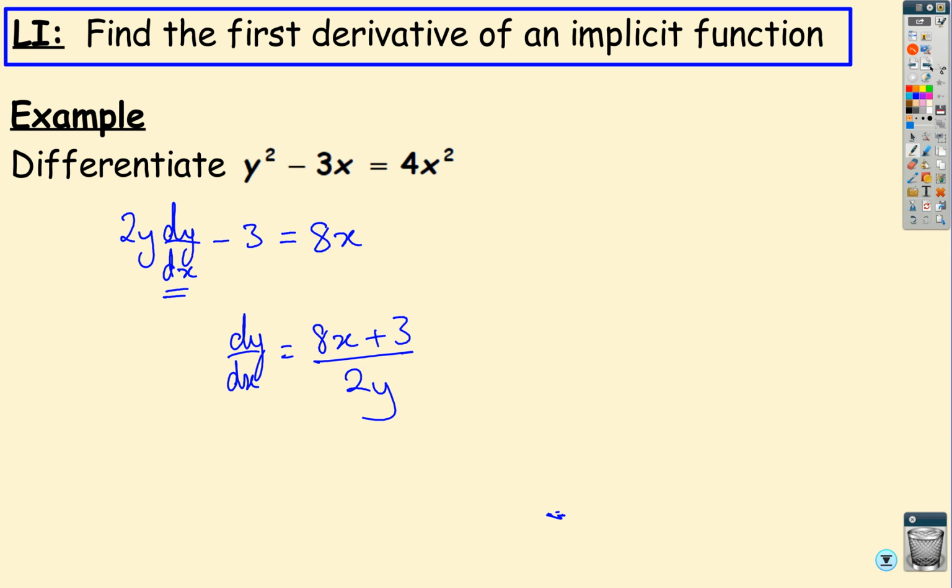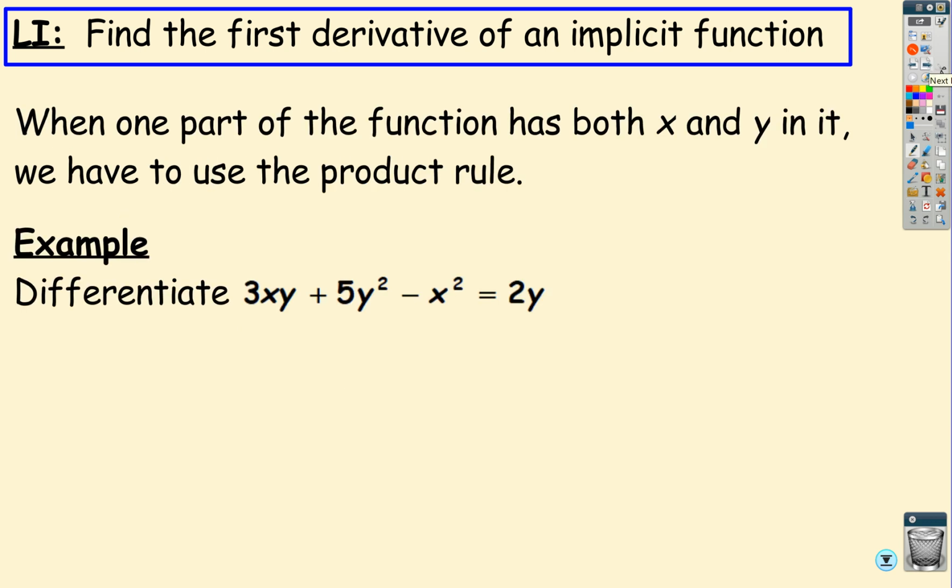Now, this one, however, when one part of the function has both x and y in it, what we have to do is use the product rule. So what we're talking about here in this example is the 3xy term. That term has both an x and a y in it. So what we have to do is treat that as 3x times y and use the product rule to differentiate that term.